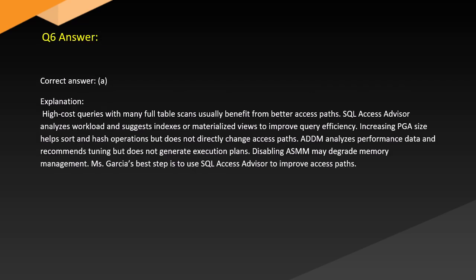Answer. Correct answer: A. Explanation. High-cost queries with many full-table scans usually benefit from better access paths. SQL Access Advisor analyzes workload and suggests indexes or materialized views to improve query efficiency. Increasing PGA size helps sort and hash operations but does not directly change access paths.